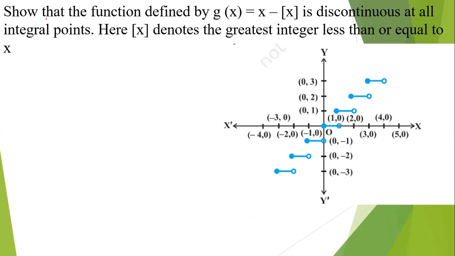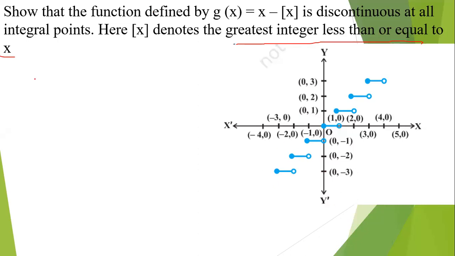Next one, show that the function defined by g of x equals x minus box x is discontinuous at integer points. This is the largest integer function. In the previous class we discussed this. Here box x is nothing but the greatest integer less than or equal to x. So this is the graph. Last time I had drawn this.